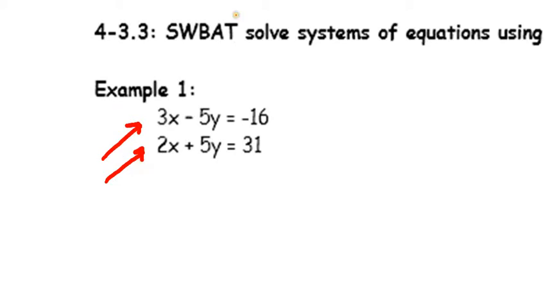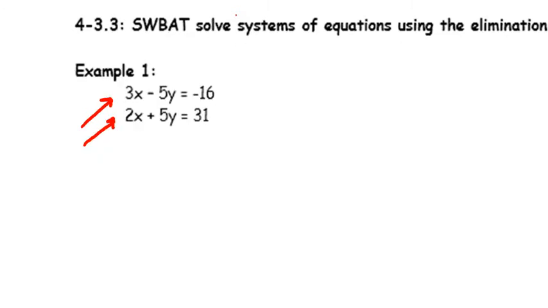I'm going to zoom out for a second. I'm going to rewrite these because I'm going to show you why this is really beneficial. I'm going to change to a different color marker here. So the elimination method basically says I can eliminate one of the variables. And I can do that by adding or subtracting the complete equation to or from the other one, and by doing so, eliminate one of the variables.